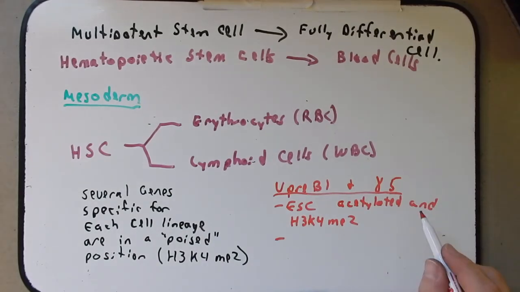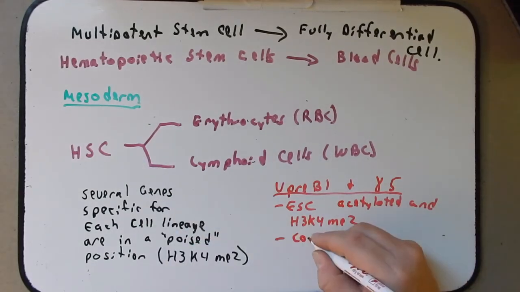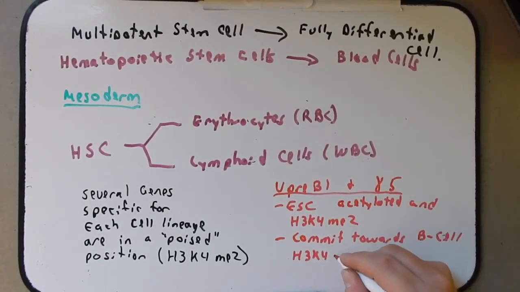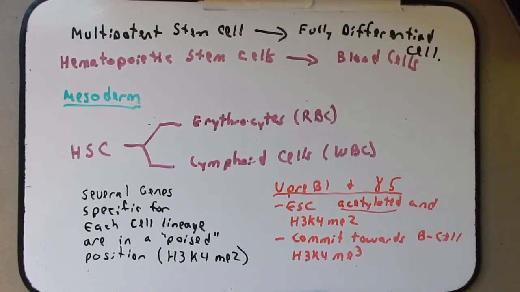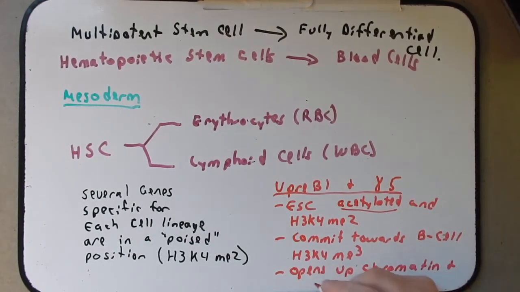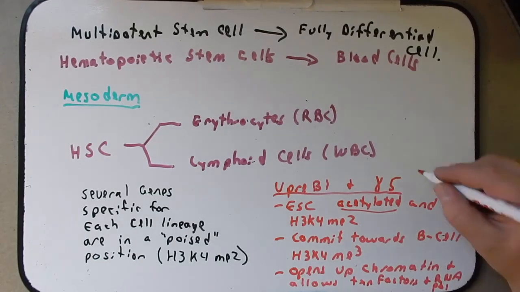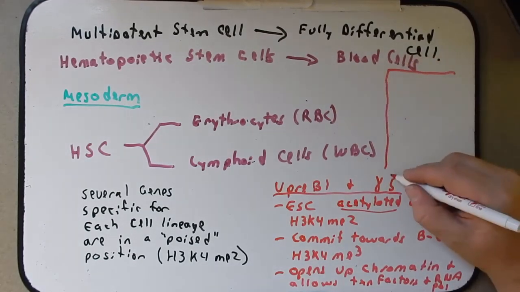As these hematopoietic stem cells commit towards becoming a B cell, H3K4 becomes trimethylated. It already having the acetyl groups present and those histones loosely associated now allows these genes to be expressed. This opens up the chromatin and allows transcription factors and RNA polymerases to come in there and activate those genes. Now, I'm going to have to write the rest of it up here. Sorry for the messy organization.